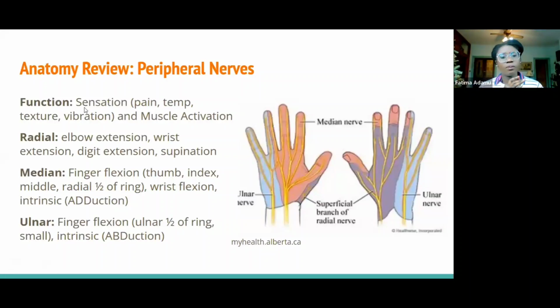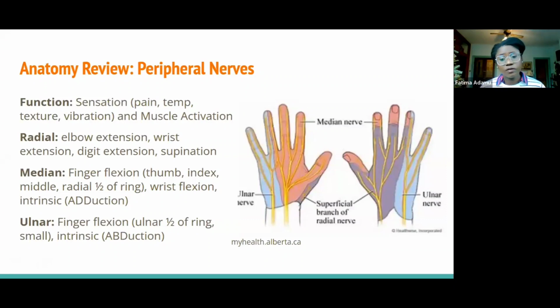But for the peripheral nerves, we're dealing with the nerves of the arms and legs. I'm going to focus on the arms. Temperature, if something's too hot, texture, vibration, and muscle activation. So as I mentioned, the juice that you need to do your daily activities.